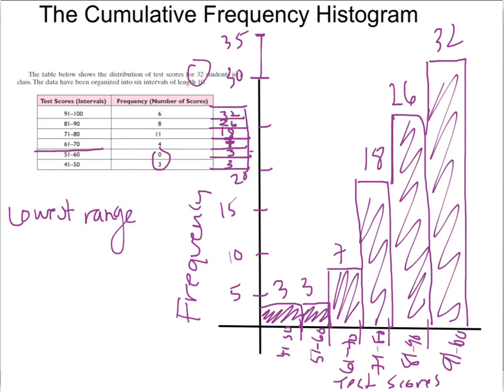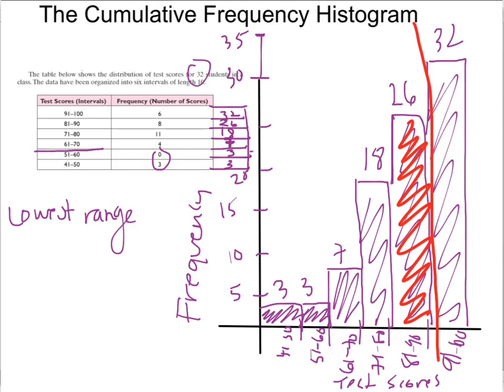So this is showing how fast, with each increase in range, how many more students you're adding. So for instance, let's just look at one of these bars for a minute. Let's just focus on this bar right here, okay? This bar is the 81 to 90 range, but it means that from 90 and below, there are 26 students who scored 90 or below, okay?